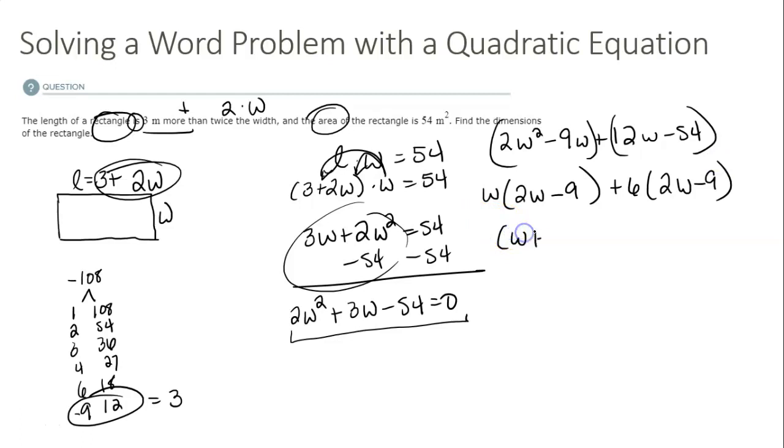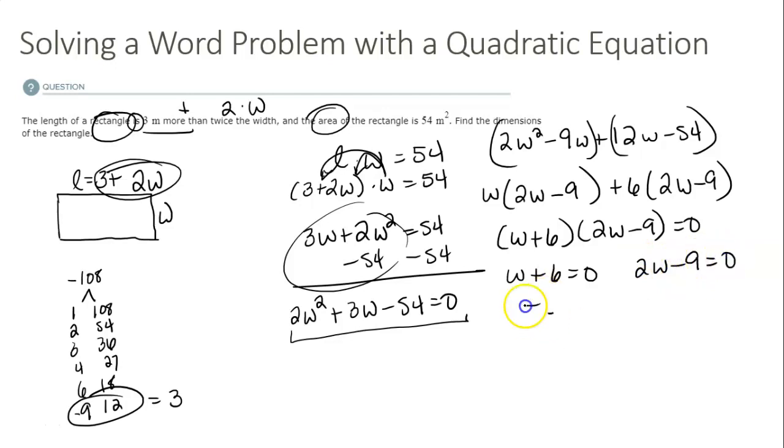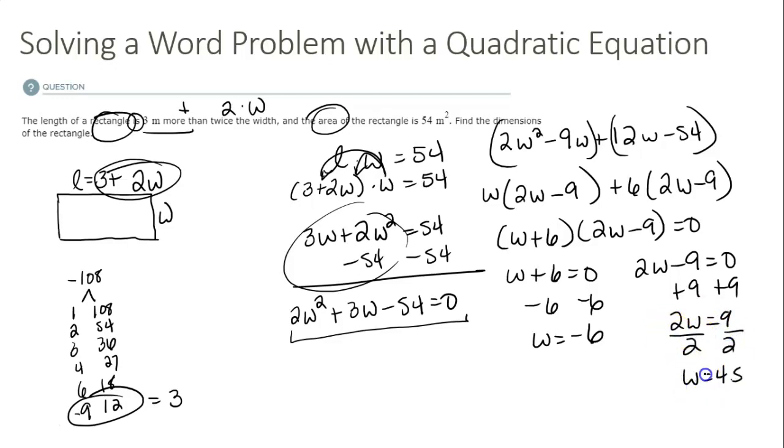So my factored form is w plus 6 times 2w minus 9 equals 0. I'm going to split those into 2 to use my zero product property. Minus 6 from both sides, so w equals negative 6. Plus 9 to each side, so 2w equals 9. Divide both sides by 2, and so the width is equal to 4.5. I cannot have a width of negative 6, but I could have a width of 4.5, so the width is 4.5. Notice the directions say find the dimensions.